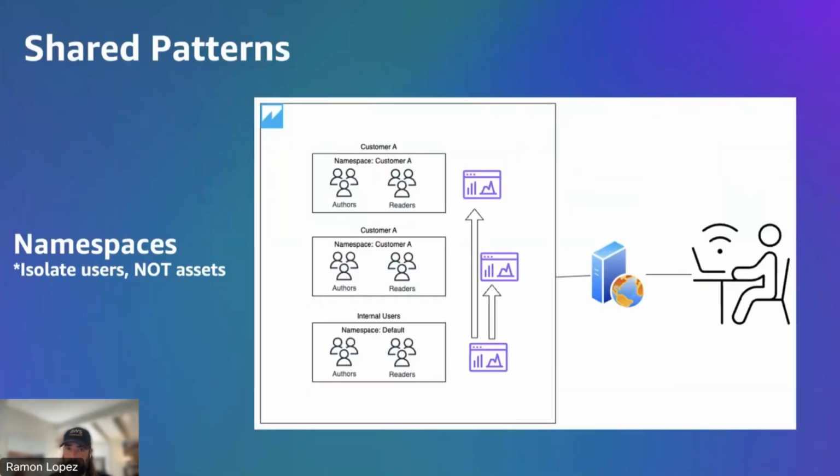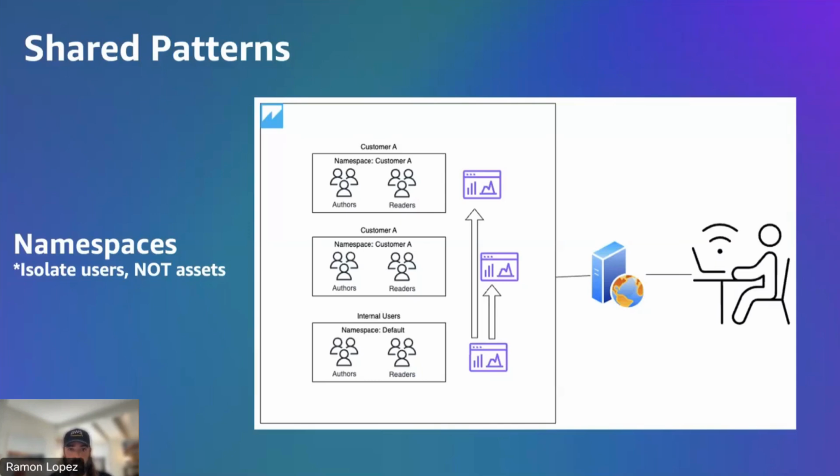So there's a shared pattern here that I alluded to. I want to make sure that we understand what it is. It's a concept of namespaces. So within this same single account approach, you might have three different namespaces. Starting from the bottom left of this diagram, you have your internal users. They're part of the default namespace. You likely have authors, you might have some readers. These are internal organizational users that are creating and sharing assets within and to internal users.